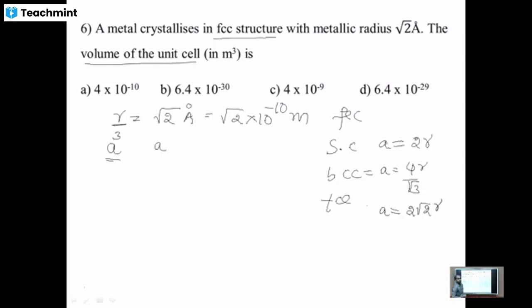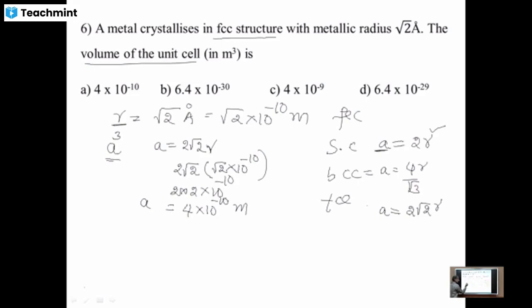These are the relationships between edge length of the unit cell and radius of the particle. The system here is FCC, therefore the required relationship is a is equal to 2 root 2 r. a is equal to 2 into root 2, into root 2 into 10 to the power of minus 10. Root 2 into root 2 is 2, so 2 into 2 is 4 into 10 to the power of minus 10 meter. It is just the edge length.